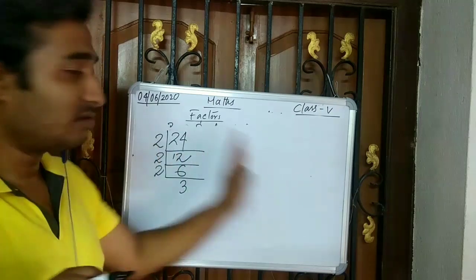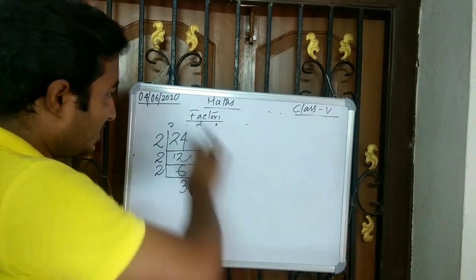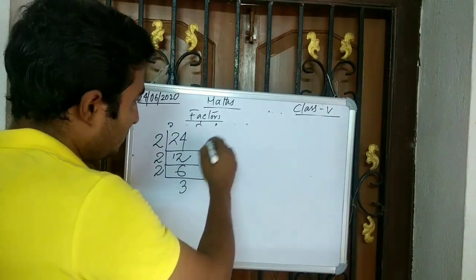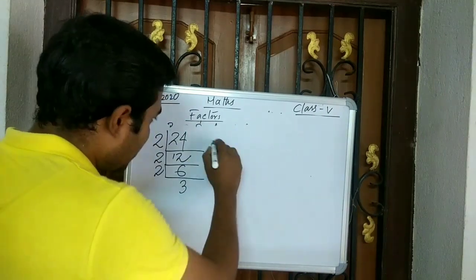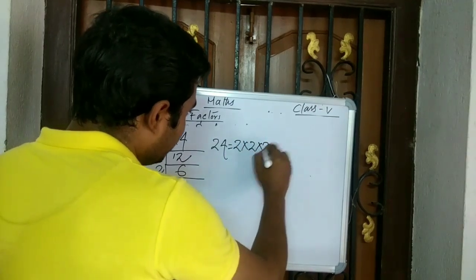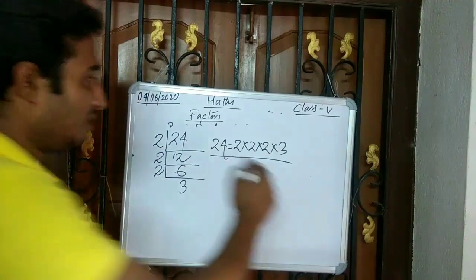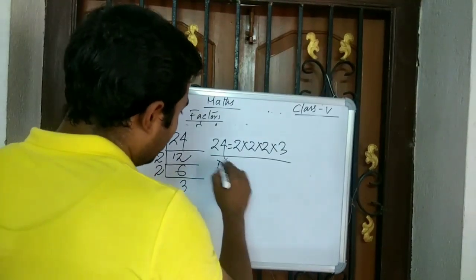So now we are going to write the factors of the number. This is the factorization. So this is the process we generally follow. We can say 24 is factorized in this way. This process is called the division method.